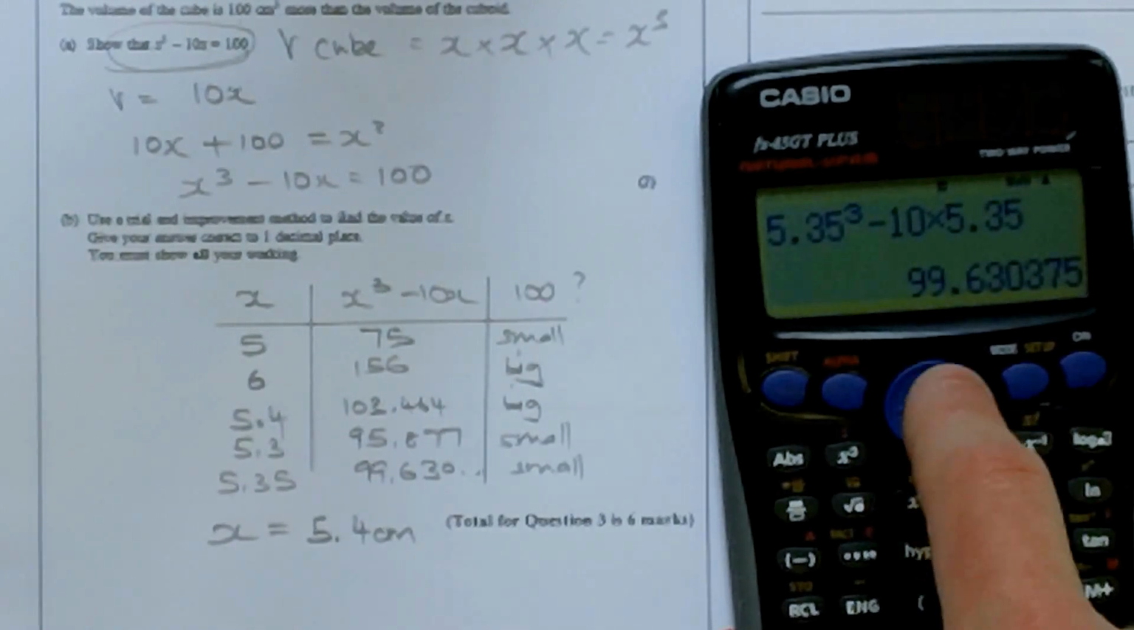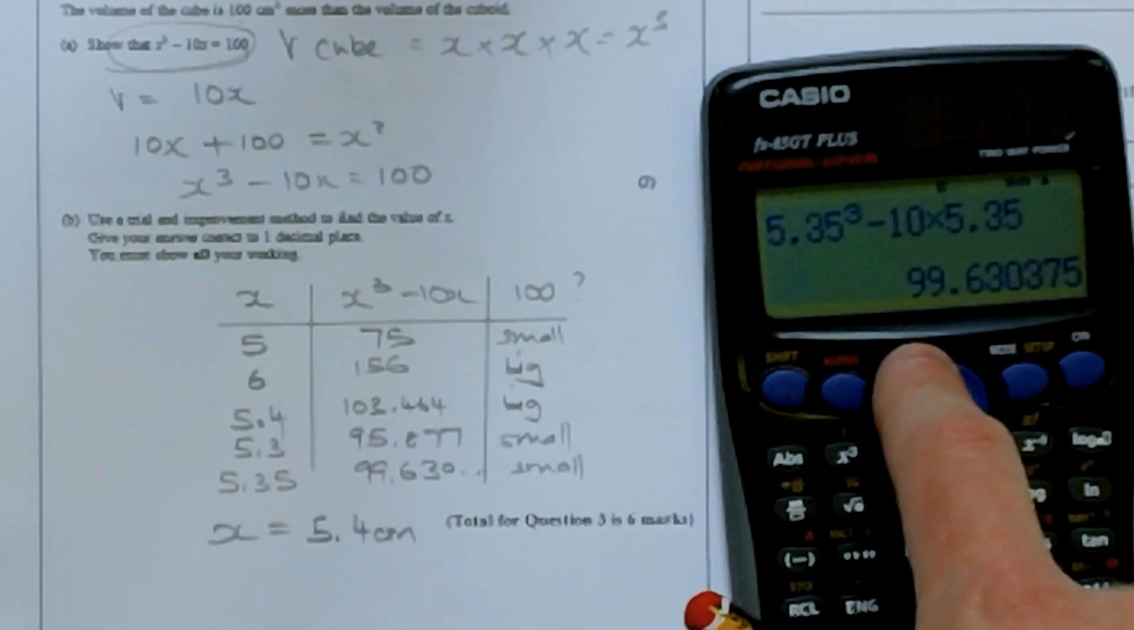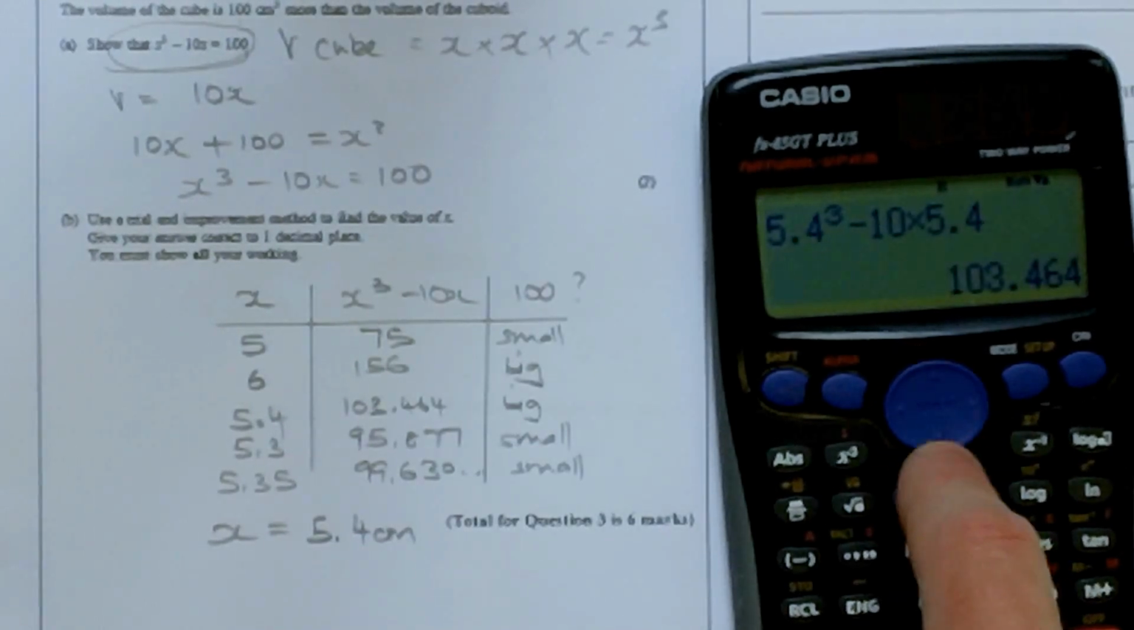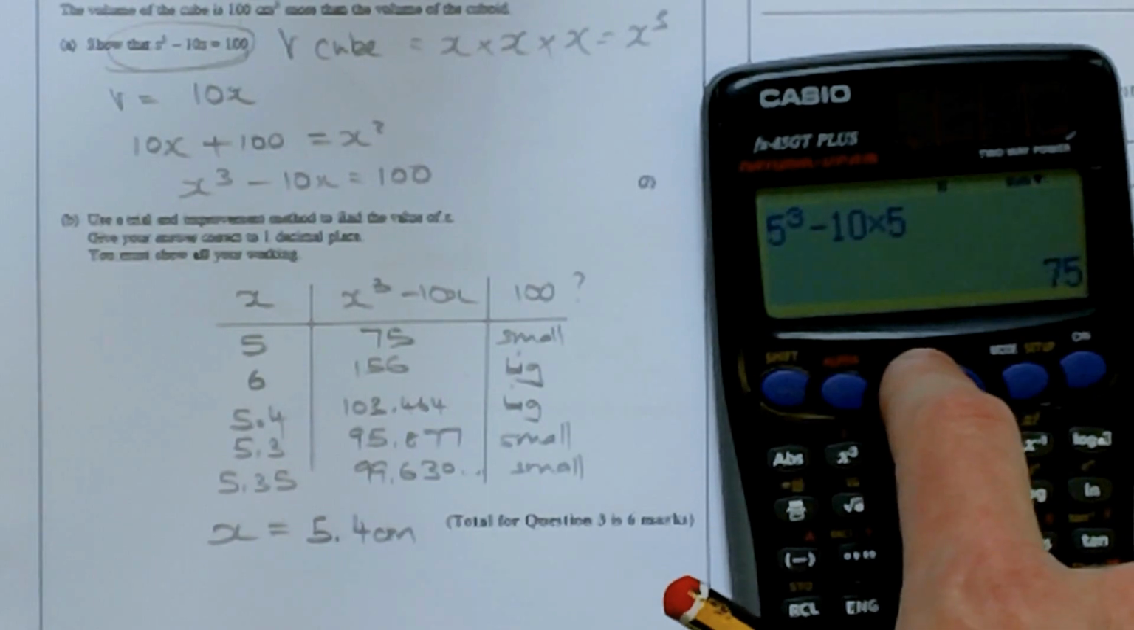And then just one thing before I finish, notice that every time I've done a calculation, I haven't wiped the calculator. So therefore, if I want to check any of my previous calculations, I can press the up arrow and scroll back through all the previous calculations that I performed.